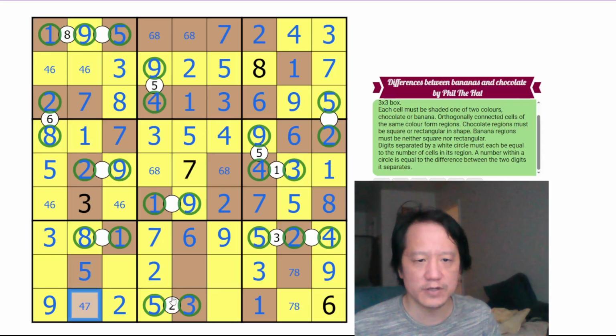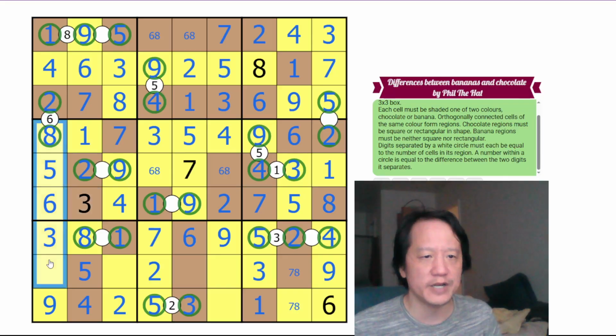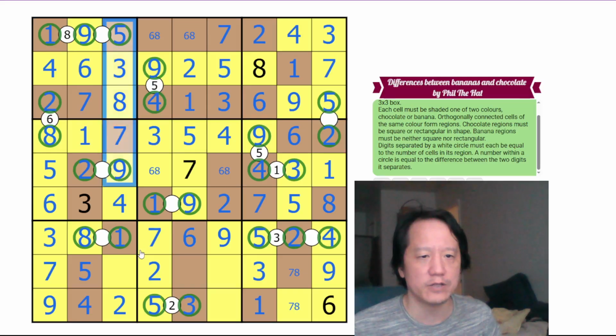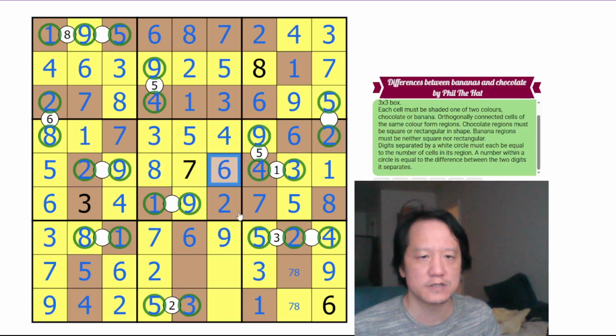7 eliminates 7 here, so this is 4, which makes this not 4. It's 6, which makes that 4. 4 eliminates 4 here, so it's 6 and 4. Remaining digit in column 1 is a 7. Remaining digit in column 3 is a 6. 6 eliminates 6 here, so it's 8 and 6. 6 eliminates 6 here, so that's 8 and 6.